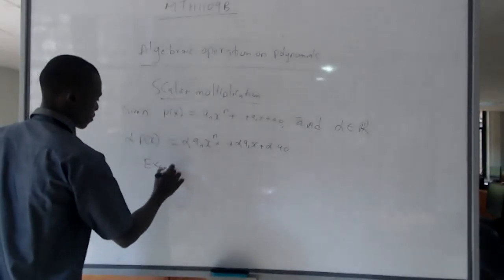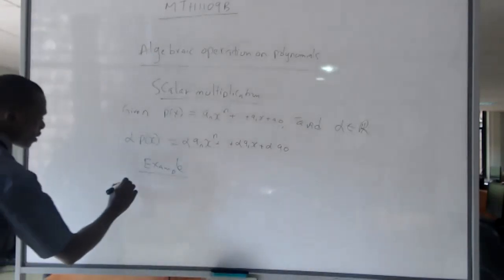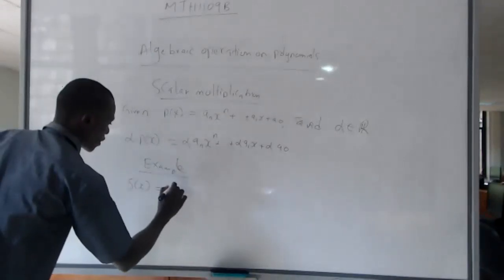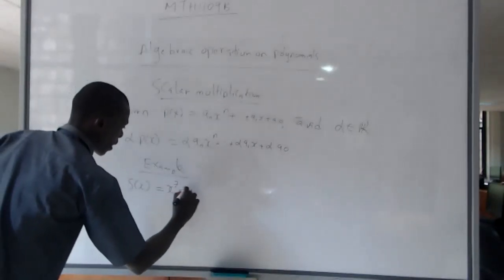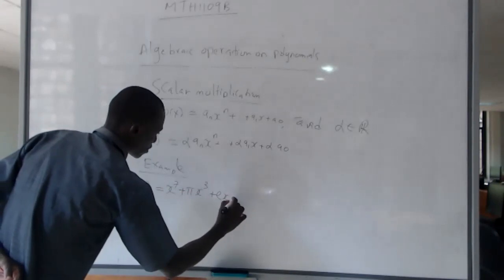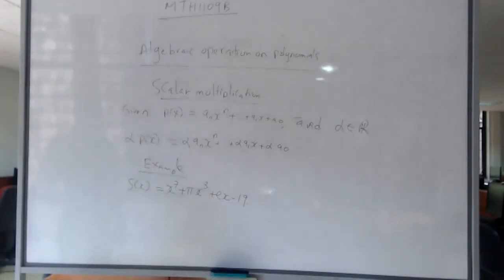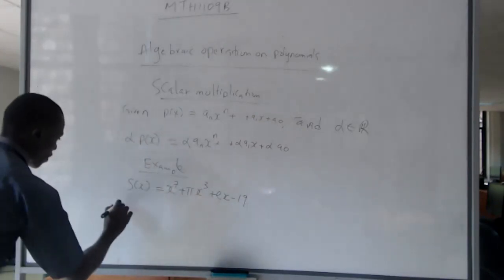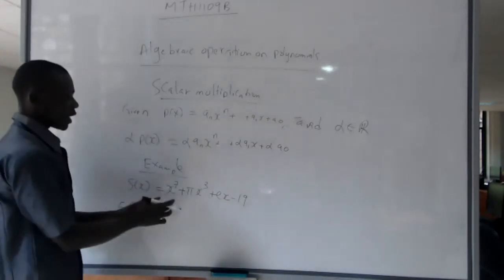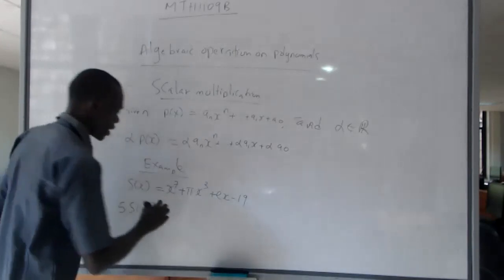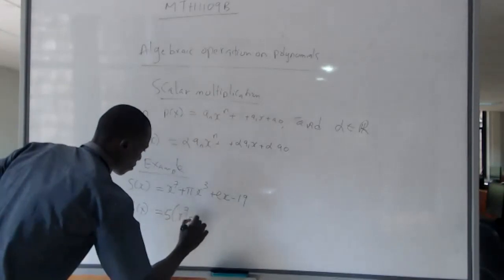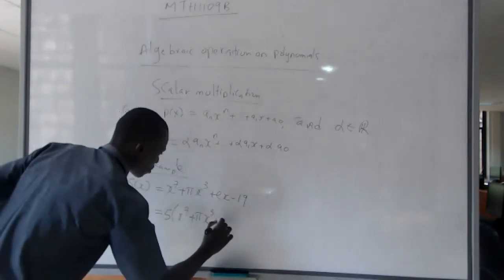Example, let s of x be maybe x power 7 plus pi x cubed plus ex minus 19. Then I ask you to compute 5 s of x. Just multiply each of the coefficients by the scalar. So we'll have 5, of course I'll have 5 into x to the 7 plus pi x cubed plus ex.